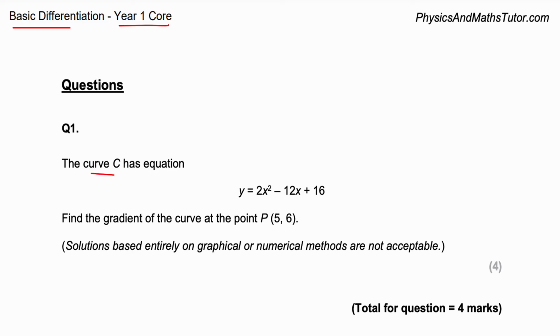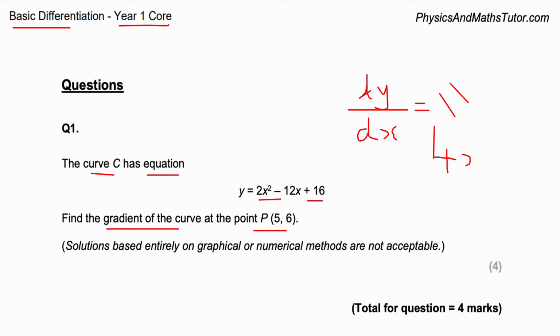Question number 1, the curve C has the equation y is equal to 2x squared minus 12x plus 16. Find the gradient of the curve at the point 5, 6. So gradient of a curve means that I have to differentiate, so I'm going to work out what dy by dx is. We bring the power down as a multiplier and then reduce the power by 1, so 2 times 2 is going to be 4 and the power comes down by 1, so it's just 4x.